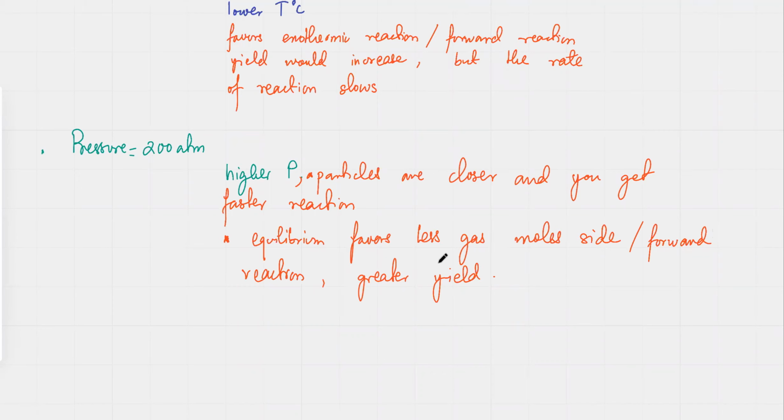अच्छा, अब ये कि you're going to have a greater yield. तो दोनों चीजें अच्छी हैं, मतलब you get more ammonia. So can anyone point out what's wrong with using a higher pressure? Like why you should not use a higher pressure? एक तो वो closer together, you get a faster reaction. You also get more ammonia as well because the equilibrium favors the less gas mole side. So the more product would be formed.